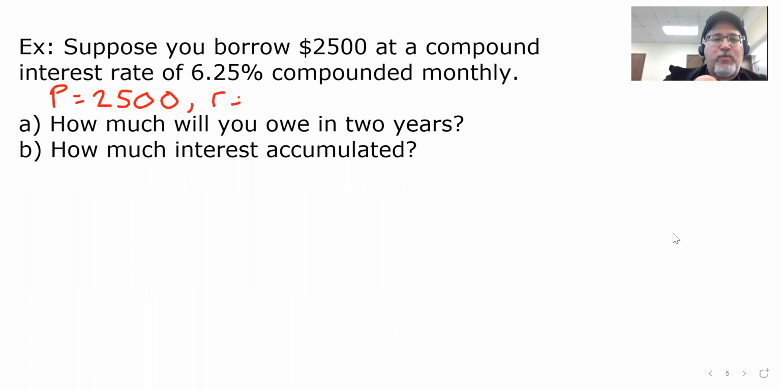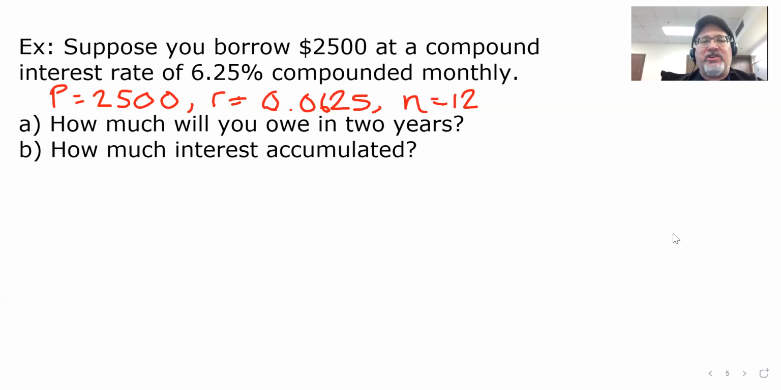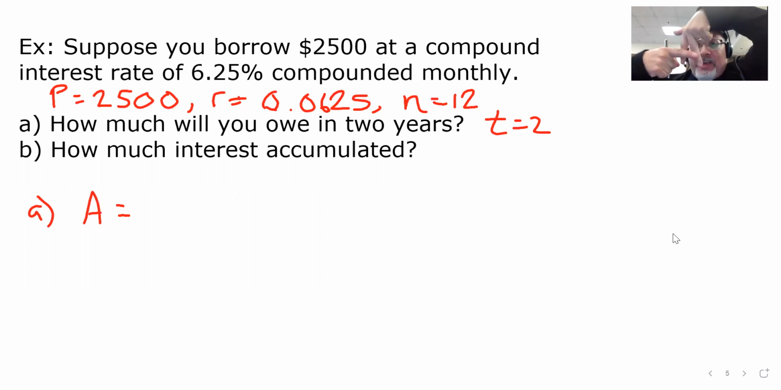Our interest rate is 6.25%, but let's go ahead and turn it to a decimal, 0.0625. And because it says compounded monthly, how many times a year is something if it happens monthly? The answer is 12, which means N is equal to 12. And then in the statement of the question, it says, how much will you owe in 2 years? That's what T equals. So for part A, our future value, which is called A, that's the best choice of letter for future value. Let's call it A.